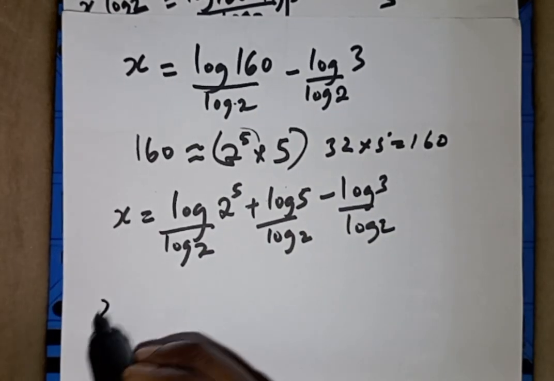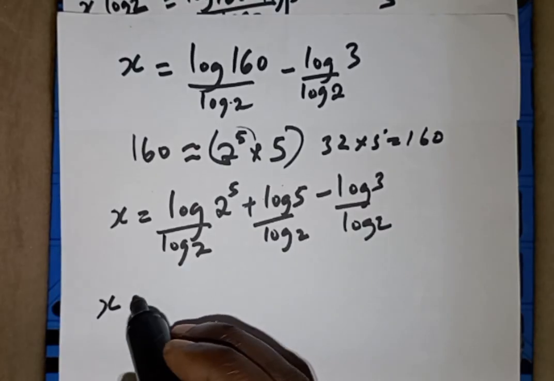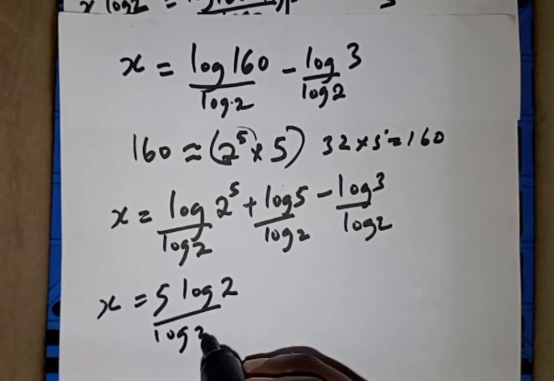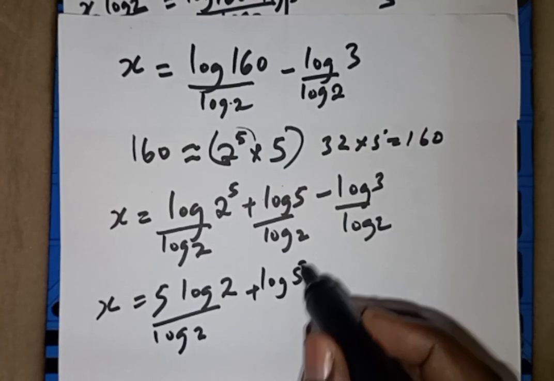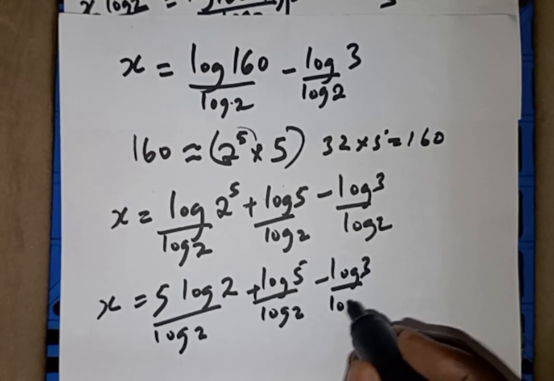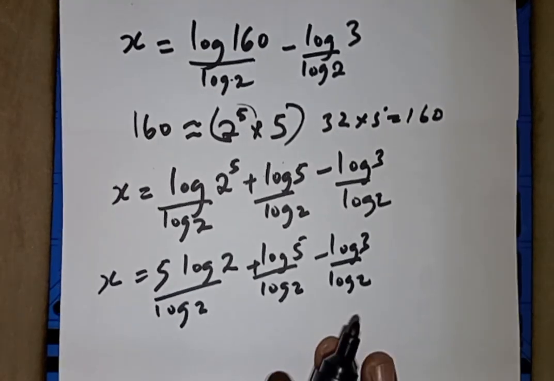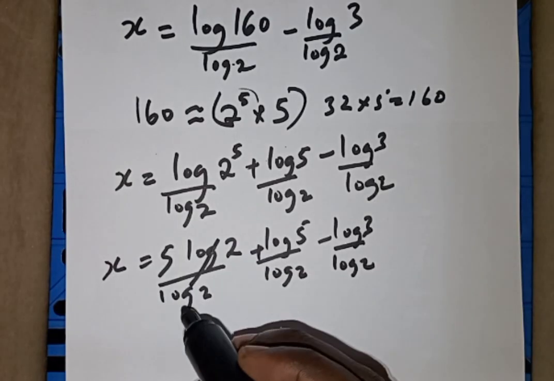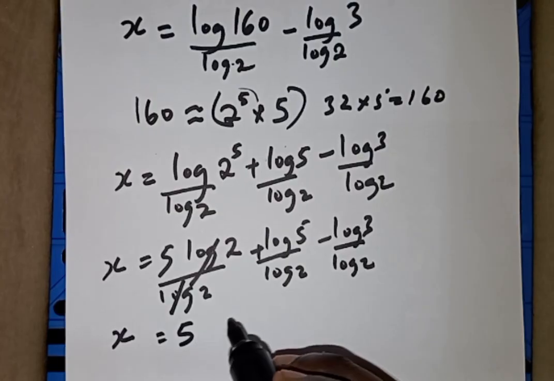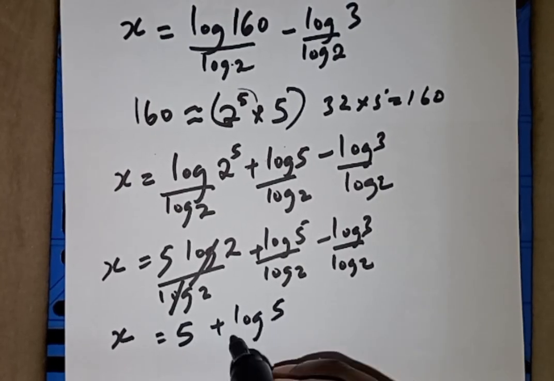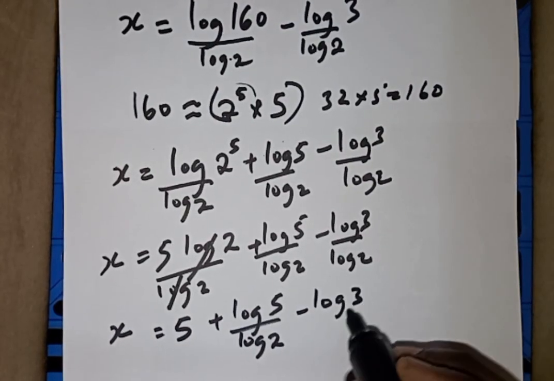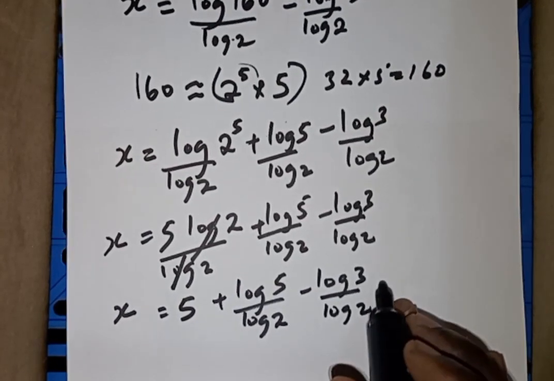At this stage, x becomes: the 5 can come down as 5 times log 2 divided by log 2, plus log 5 divided by log 2, minus log 3 divided by log 2. It's evident that this and this cancel, and I remain with 5 plus the log of 5 divided by log 2 minus log 3 divided by log 2.